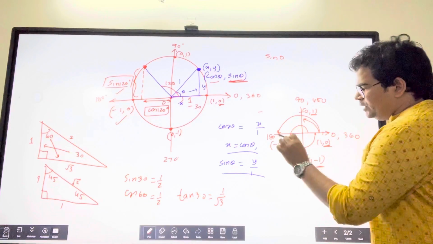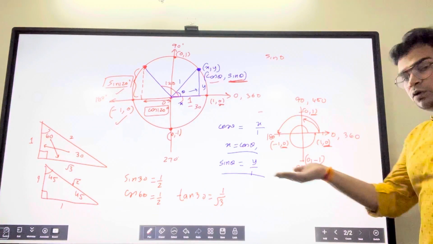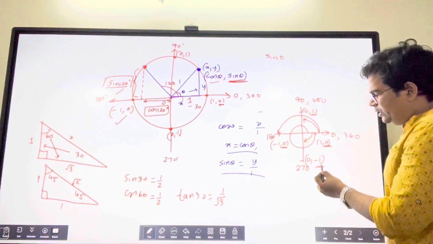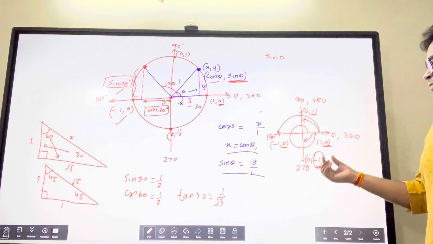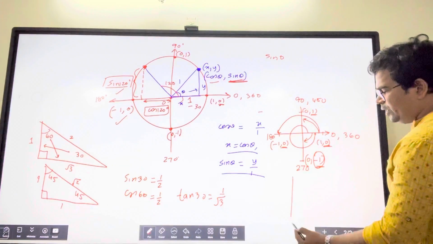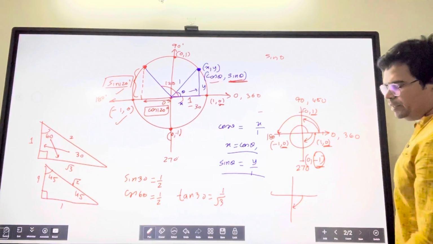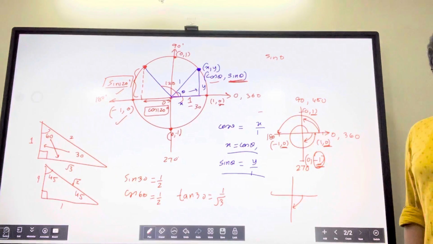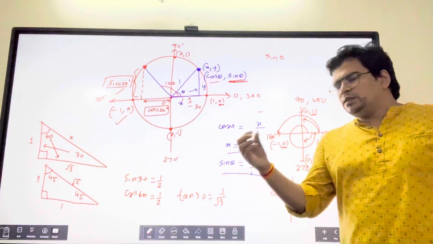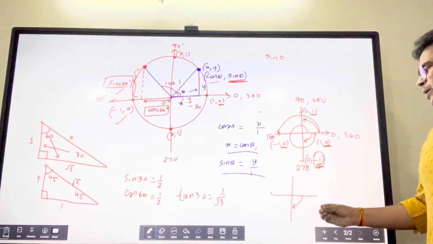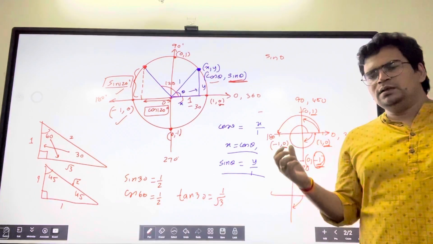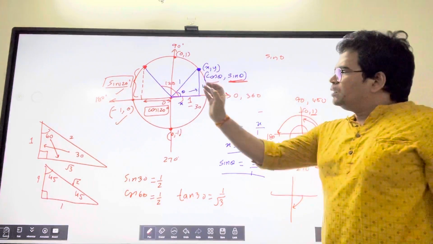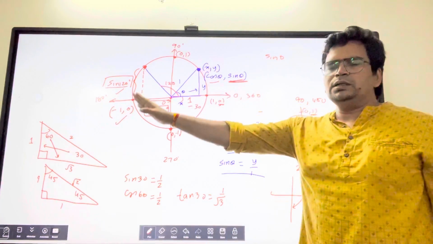Sine 540 is 0. If you go clockwise, say by negative 90, you have gone here by 90 degrees clockwise. In that case you see the y coordinate is negative 1, so sine of negative 90 is negative 1. So at least sine can be easily obtained by just looking at the y coordinate. And cos can be obtained by looking at the x coordinate.